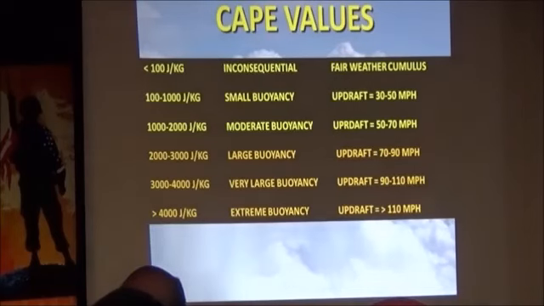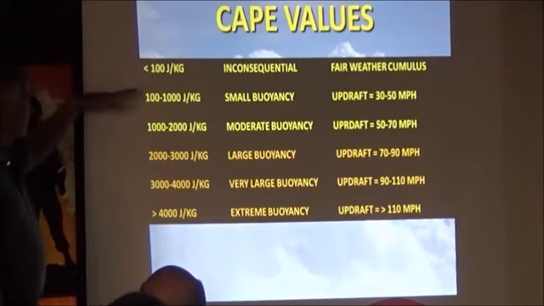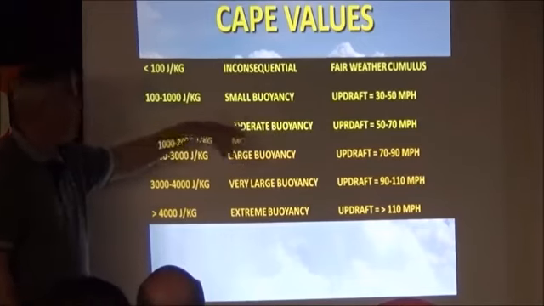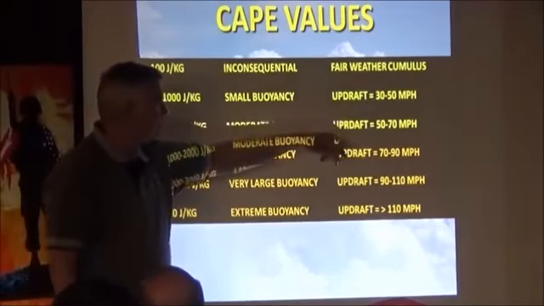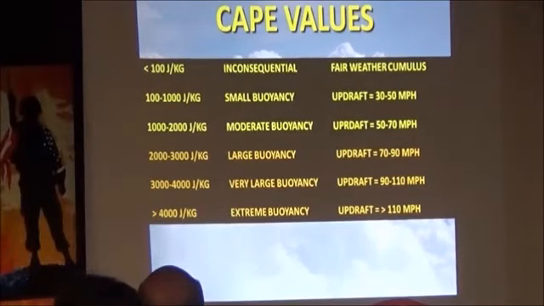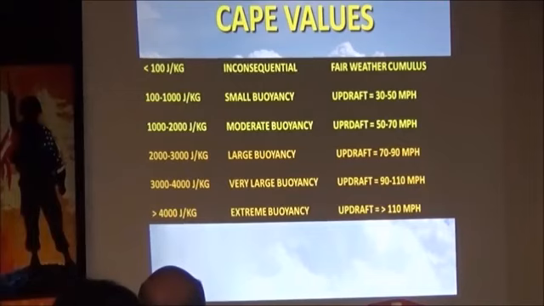And here are the numbers. These are the CAPE values, that little yellow chart you have there. But like 1,000 to 2,000 is considered moderate buoyancy. That could produce a storm updraft of about 50 to 70 miles an hour on average. It's kind of fun because we can measure this, and that's based on the data we get from the weather balloons we send up, and from aircraft that send us back data and so forth. An extreme buoyancy would be something like over 4,000.